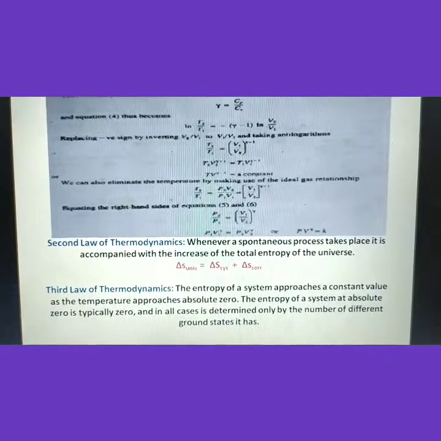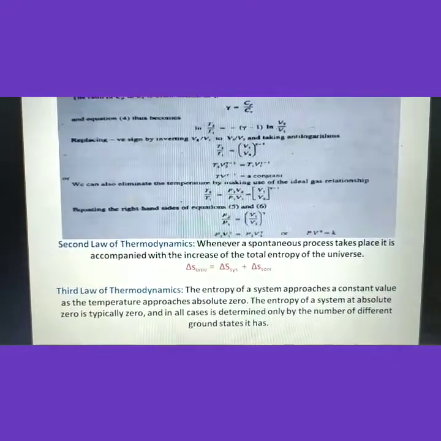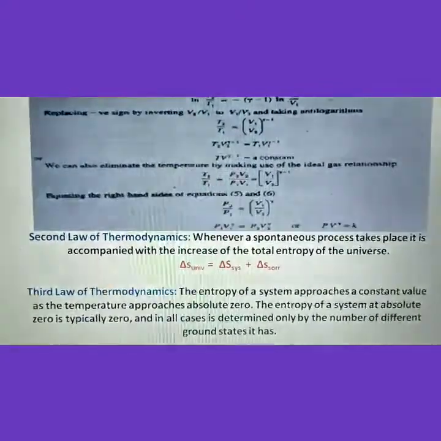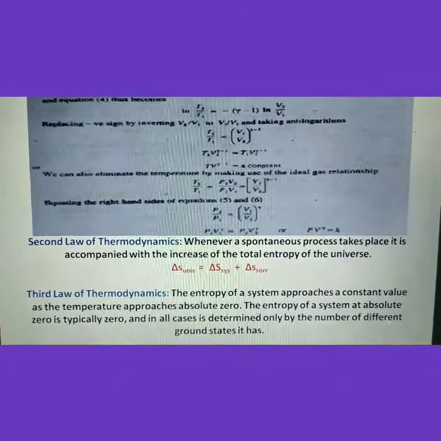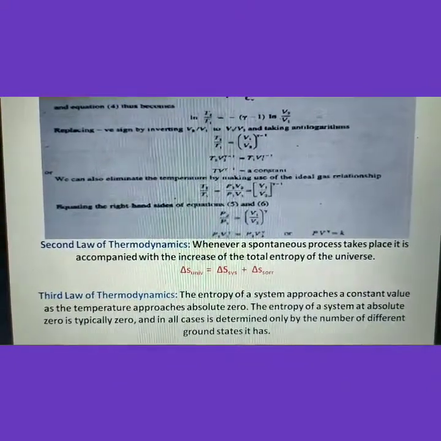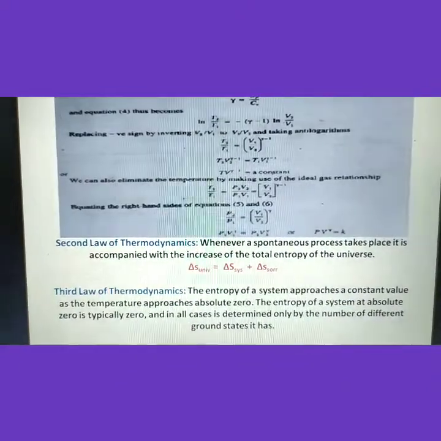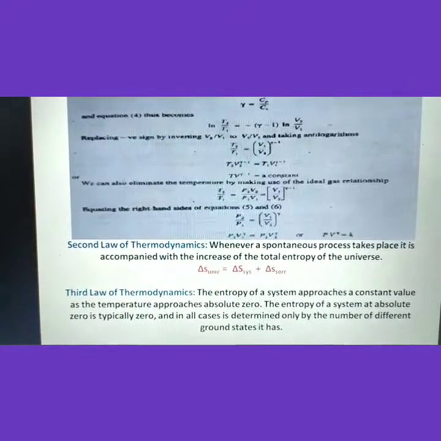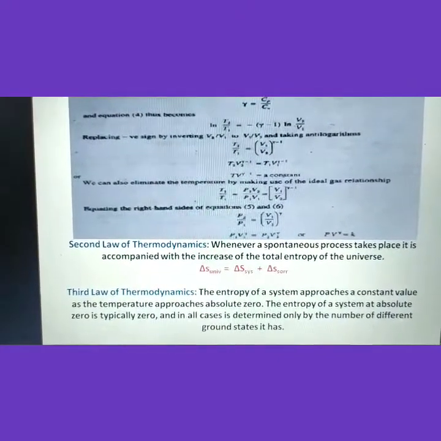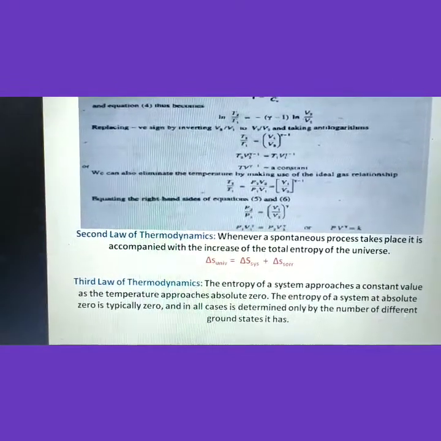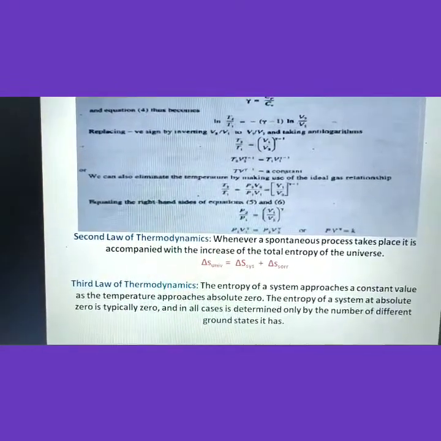Now come to the second and third law of thermodynamics. The second law of thermodynamics states that whenever a spontaneous process takes place, it is accompanied by an increase of the total entropy of the universe. That is, the total entropy of the universe is equal to the total entropy of the system plus the total entropy of the surroundings.